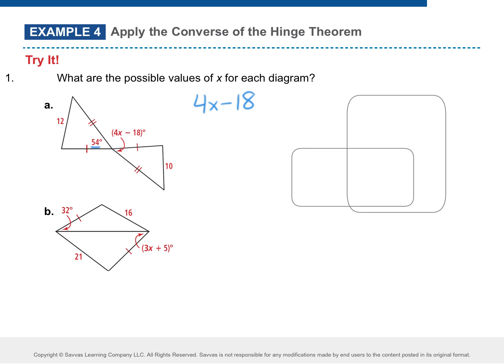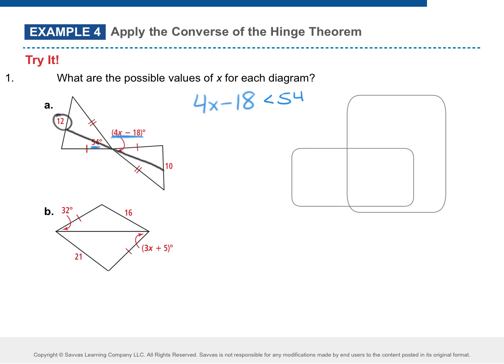So looking at this example on A, is 4x minus 18, is that an angle or a side? That's an angle, so we want to connect it with the other angle. Is 4x minus 18 less than or greater than 54? Less than. It's less than 54. Again, let's talk about why. 4x minus 18 is opposite of 10. 54 is opposite of 12. Which one is bigger? 54. Right. 12 is the biggest side, so that means 54 is the biggest angle.